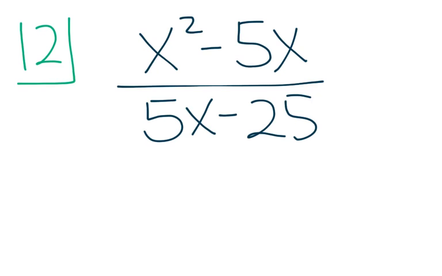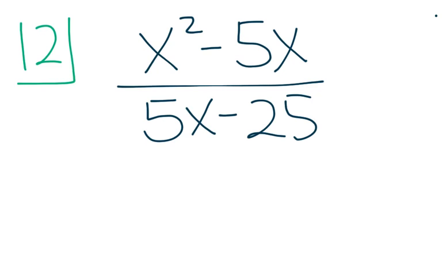Now we have 2 sets of binomials. We have x squared minus 5x and 5x minus 25. So before we do anything, we want to simplify these terms. Now remember, we can't just cross out this 5x and this 5x because there's a minus sign attached. Anytime there's a plus or minus sign, we can't cross stuff off unless we're crossing out the whole expression.